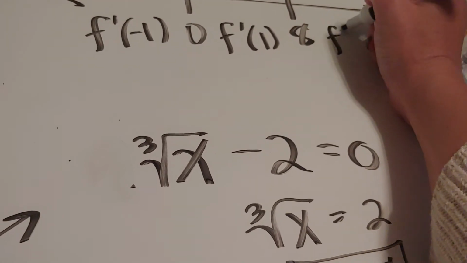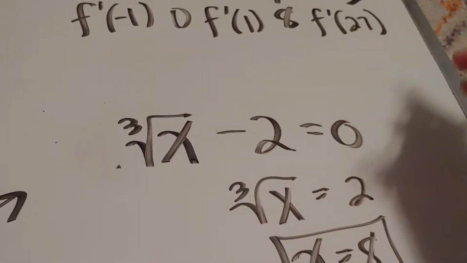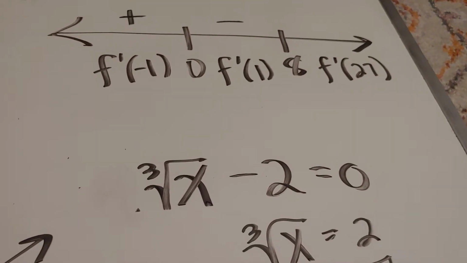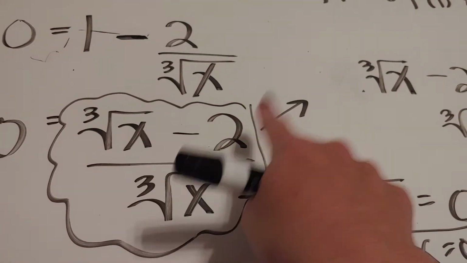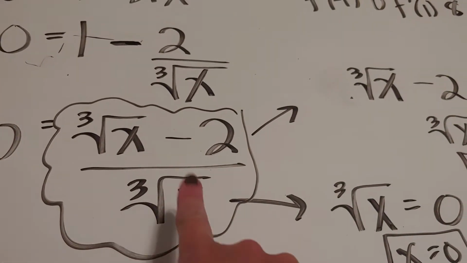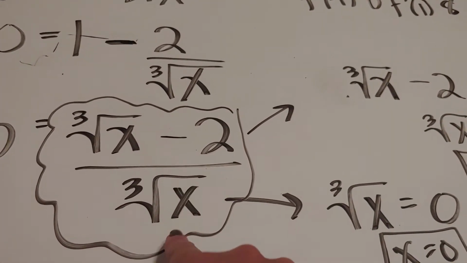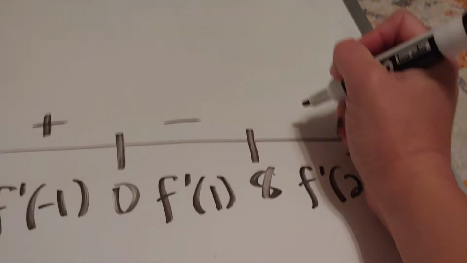All right, now I said I was going to plug in 9. I actually want to plug in 27. And you're going to think, Jen, why did you choose 27? Because it's a perfect cube. So I think it'll be easier to plug in down here. The cube root of 27 is 3. 3 minus 2 is a positive. The cube root of 27 is also 3, which is positive. So positive over positive, positive.